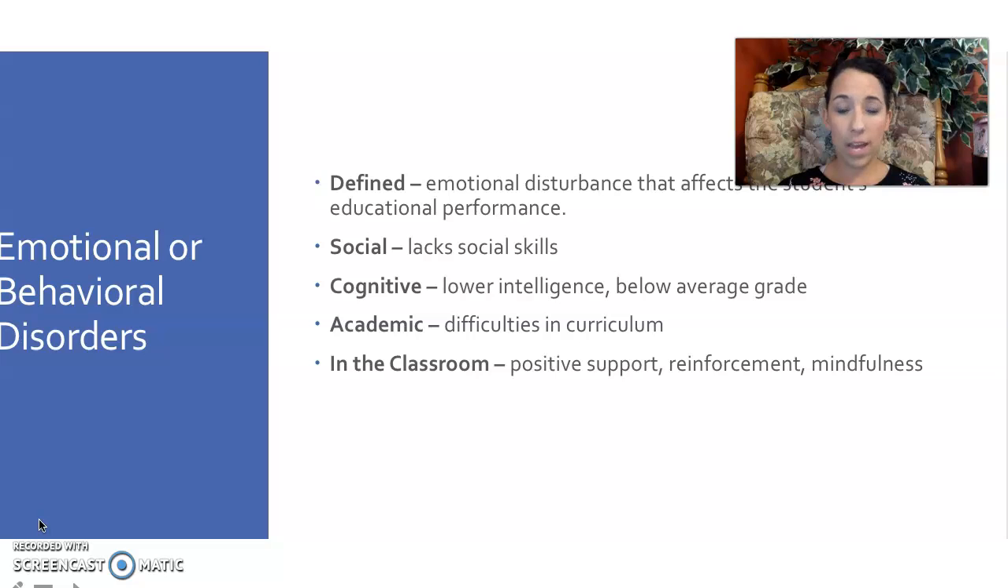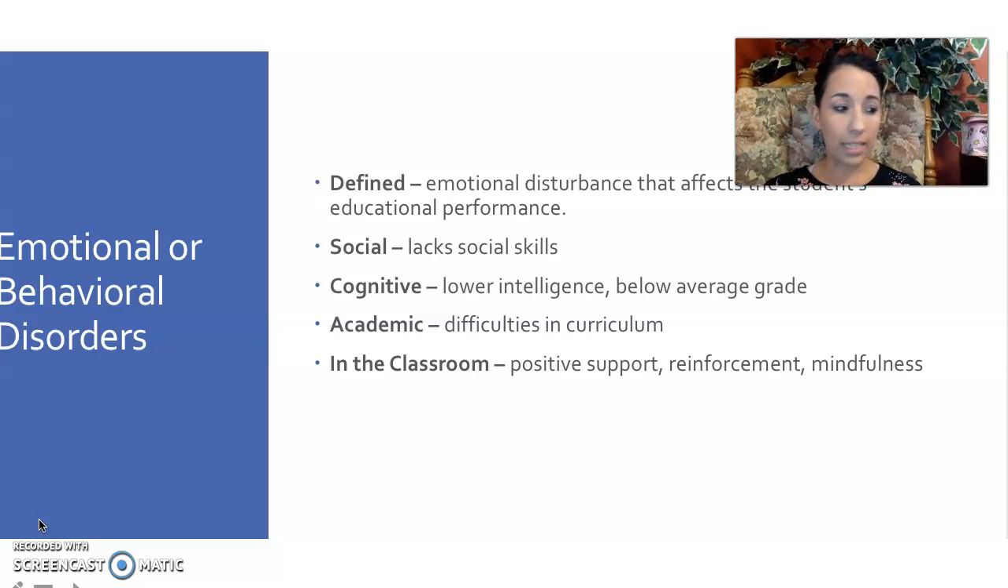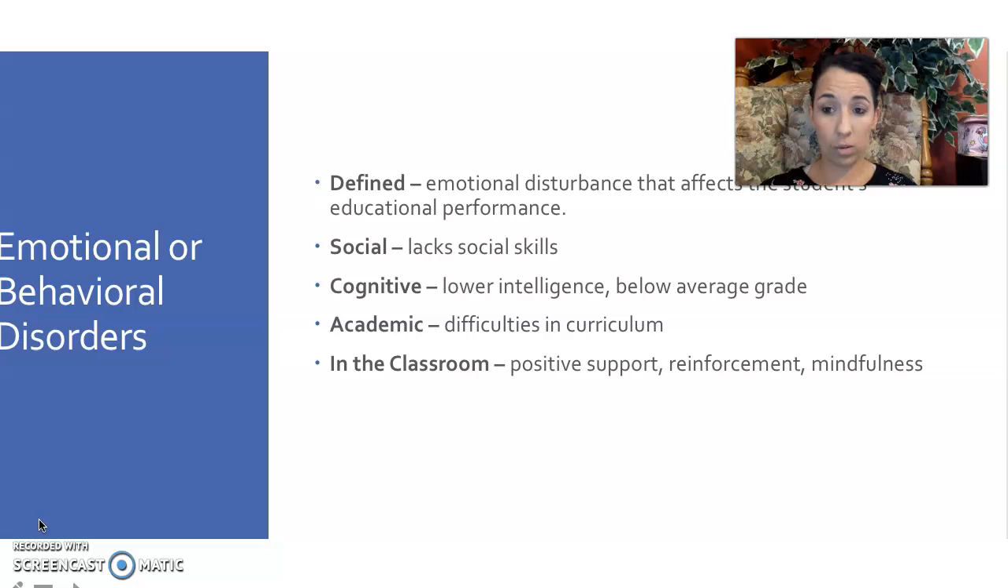Emotional or behavioral disorders. There are many types of this. It's called an emotional disturbance, and it affects the student's educational performance. Types are depression, oppositional defiance, anxiety, and conduct disorder, just to name a few of them. Socially, they lack social skills. They feel picked on. They avoid interaction with other students and classmates, and they don't work well in groups.